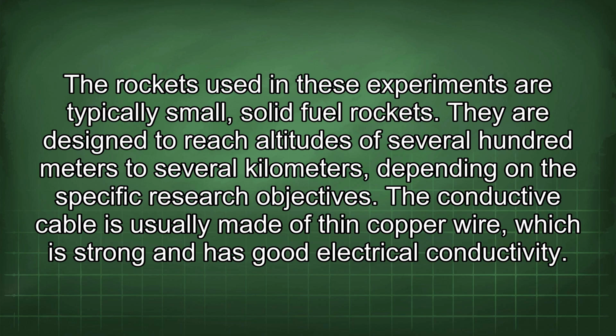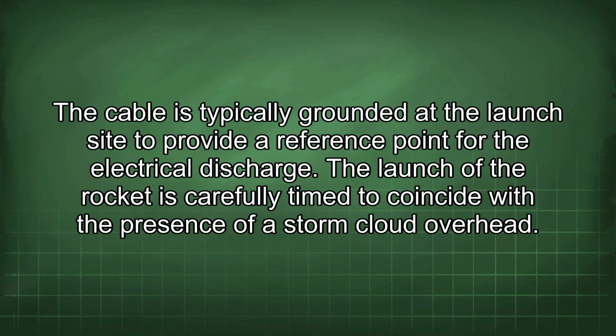The rockets used in these experiments are typically small, solid-fuel rockets. They are designed to reach altitudes of several hundred meters to several kilometers, depending on the specific research objectives. The conductive cable is usually made of thin copper wire, which is strong and has good electrical conductivity. The cable is typically grounded at the launch site to provide a reference point for the electrical discharge.